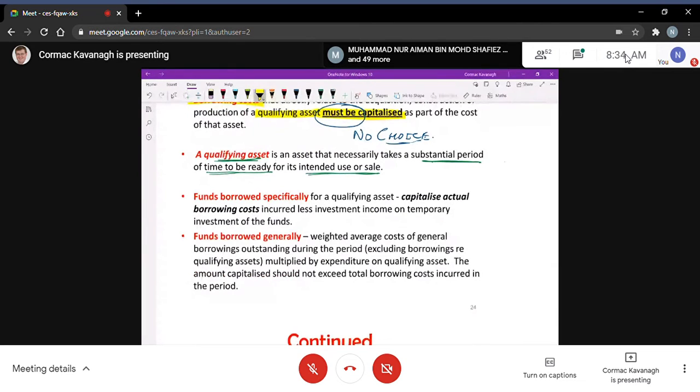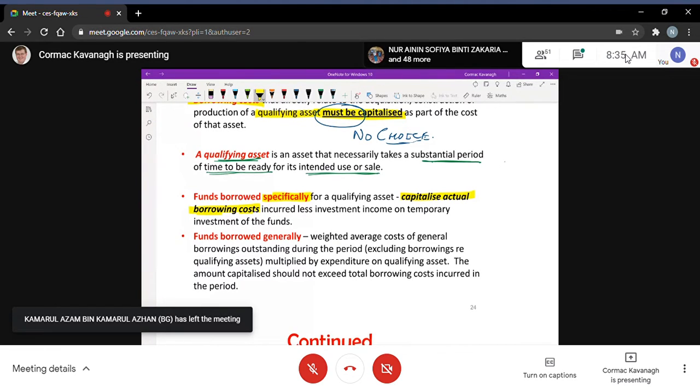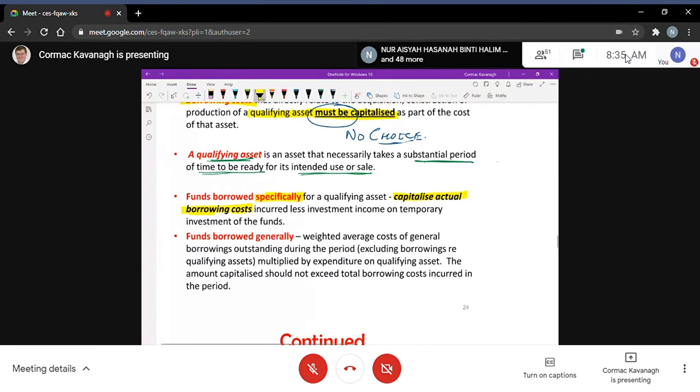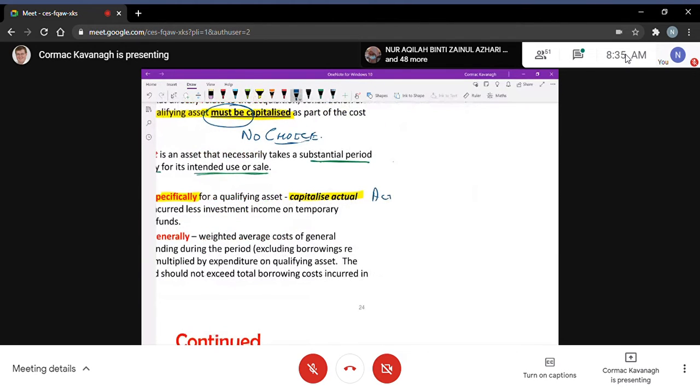So the first principle is we must capitalize the finance cost. The next is, okay, how do we identify exactly what we're going to capitalize? So if we borrowed funds specifically for the project, so if we can identify the monies we borrowed. So I borrowed 1 million ringgits, I bought a piece of land, so I have a loan there which cost me 60,000 ringgits, and then I borrowed a separate loan for 2 million for construction. That loan cost me interest of 85,000 ringgits to pay it off. Then I would capitalize that exact cost. So where possible, the actual interest cost if possible.